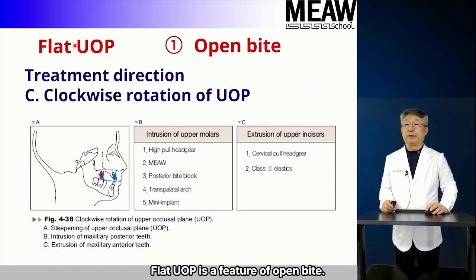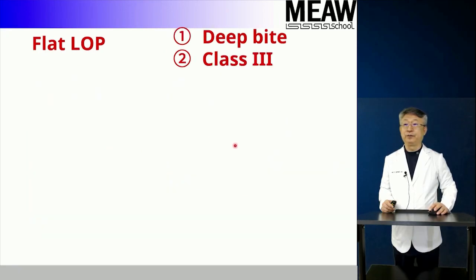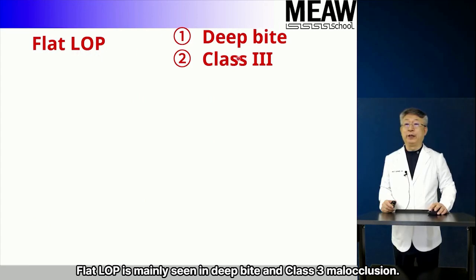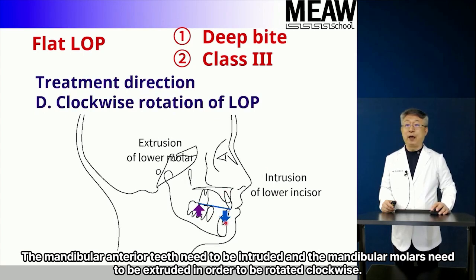Flat UOP is a feature of open bite. It is necessary to rotate the flat UOP in a clockwise direction, i.e., the intrusion of the maxillary posterior teeth and the extrusion of the maxillary anterior teeth. Next is flat LOP. Flat LOP is mainly seen in deep bite and class 3 malocclusion. How to treat it? The mandibular anterior teeth need to be intruded, and the mandibular molars need to be extruded in order to be rotated clockwise.